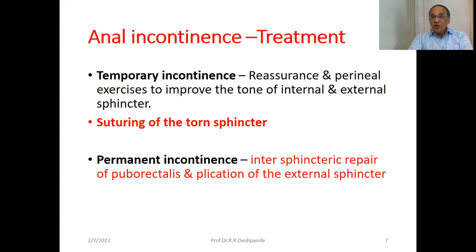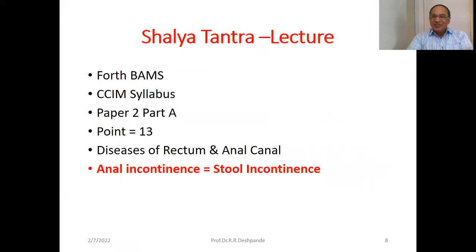Then permanent incontinence, intersphincteric repair. See the cursor. Intersphincteric repair of puborectalis and plication of external sphincter. Plication. Okay. So this is surgical intervention. Tatra dharmendriyanam adhikaraha. So this is a very small topic regarding incontinence.